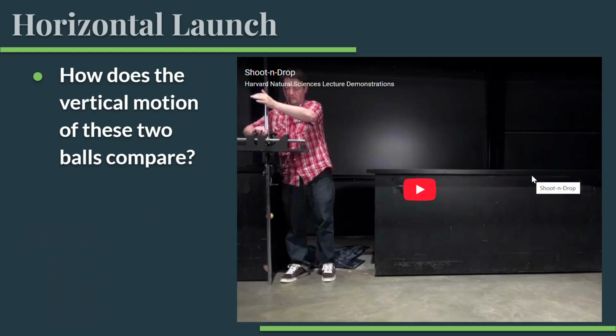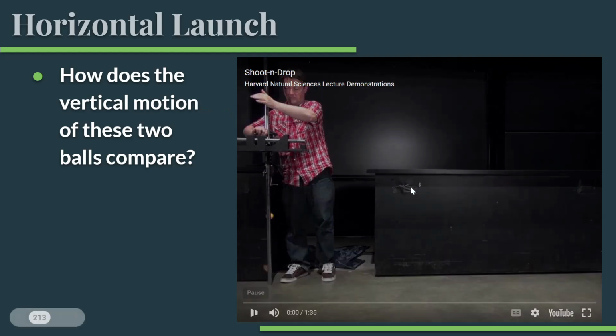All right, so I'm going to show you this video clip. It's a demonstration that's going to show two objects that are released at the same time. One of them is going to be dropped straight down. The other one is going to be launched forward, a horizontally launched projectile. And I want you to look at the vertical motion and see how they compare.